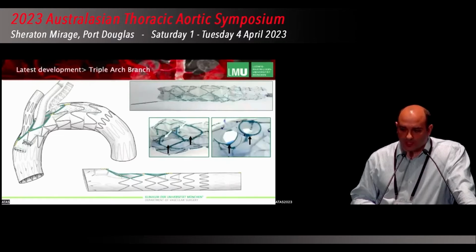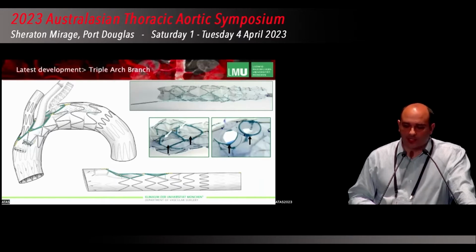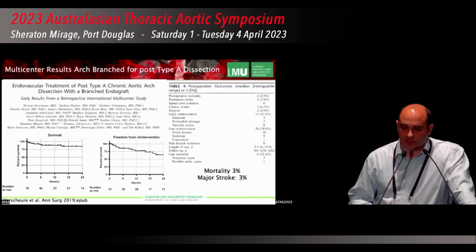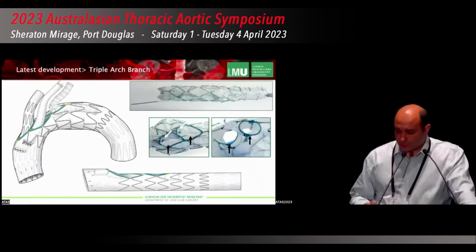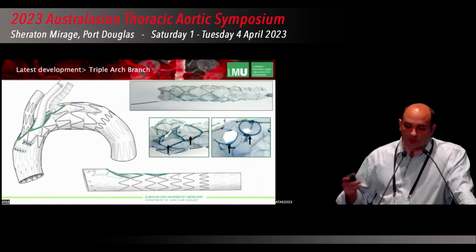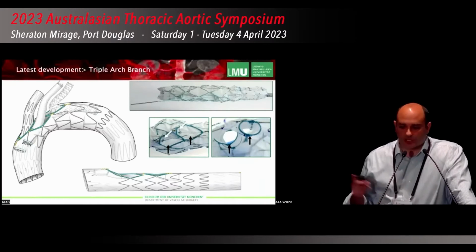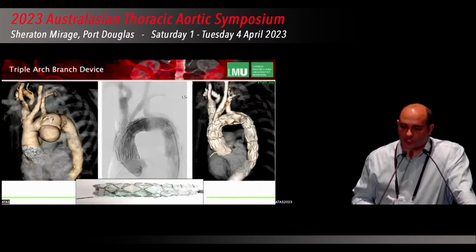This is how the triple arch branch device looks. It has two antegrade branches for the innominate and the left carotid artery, one retrograde branch for the left subclavian artery, and you can appreciate that there is also a preloaded catheter that goes through the third branch over the wire, and you can actually put this catheter back into the second branch, and you will see further on why this could be very interesting.